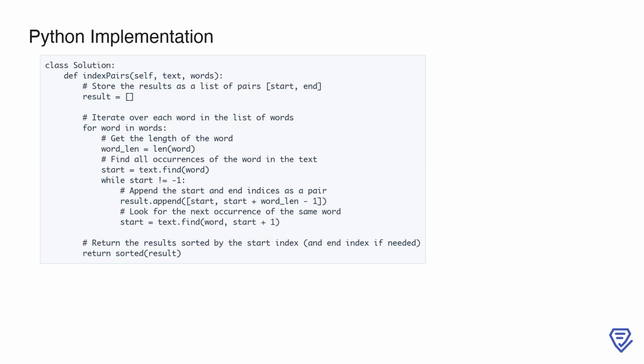Complexity. Time complexity: for each word, the find operation scans through the text, resulting in a worst-case complexity of O(k * n), where k is the number of words and n is the length of text. Space complexity: the space usage is dominated by the result list, which stores up to O(k * n) pairs in the worst case. This implementation is efficient and adheres to the problem's constraints, ensuring correctness and clarity.